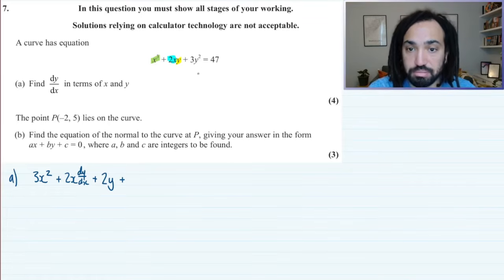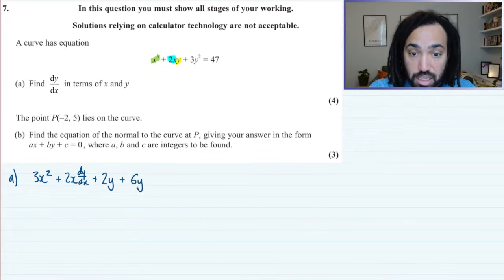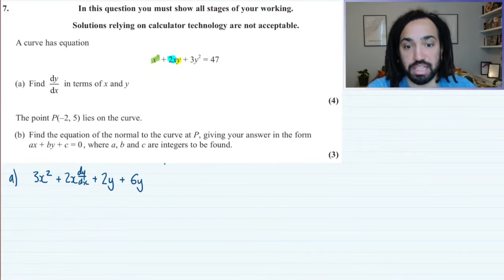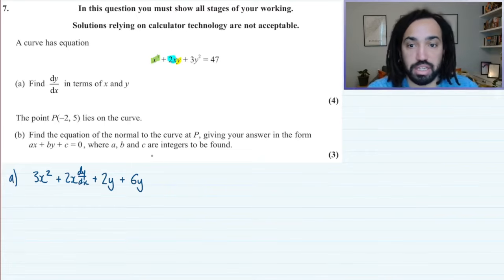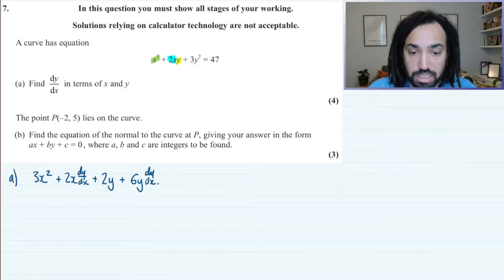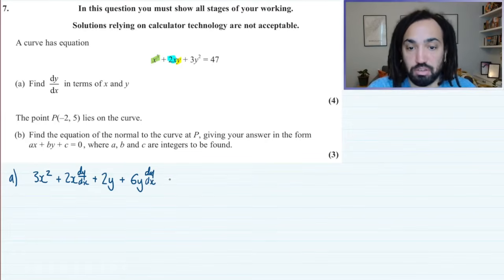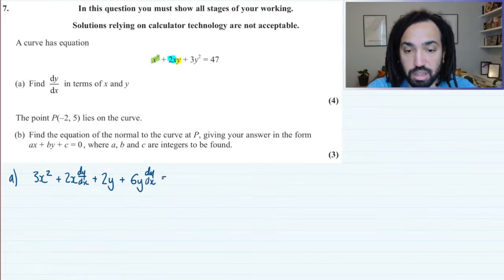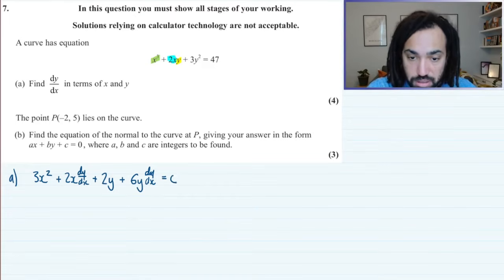And the next one is a function of y, so when we differentiate this, we're going to just differentiate it as though it was an x, so the 2 comes down, times by the 3, and drop the power down by 1, but then we always multiply through by dy by dx when we differentiate a function of y with respect to x. 47 is a constant, so that differentiates to 0.